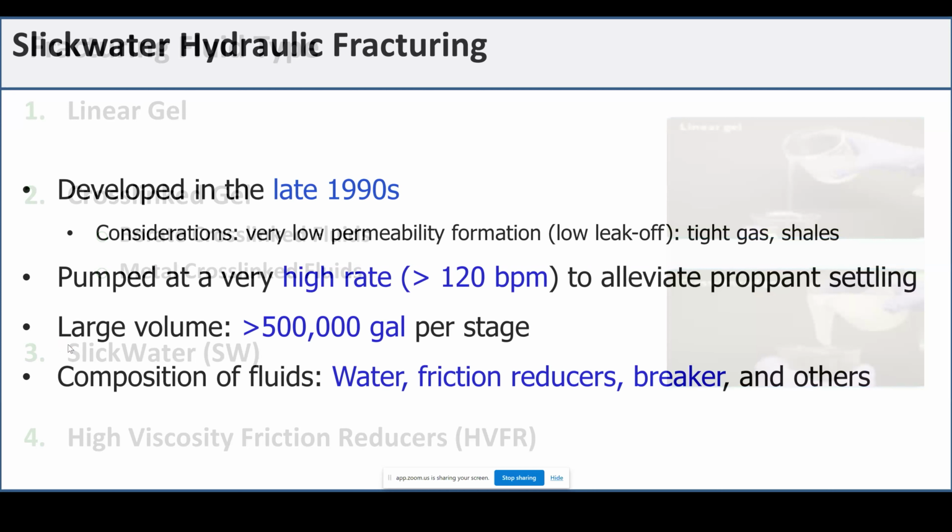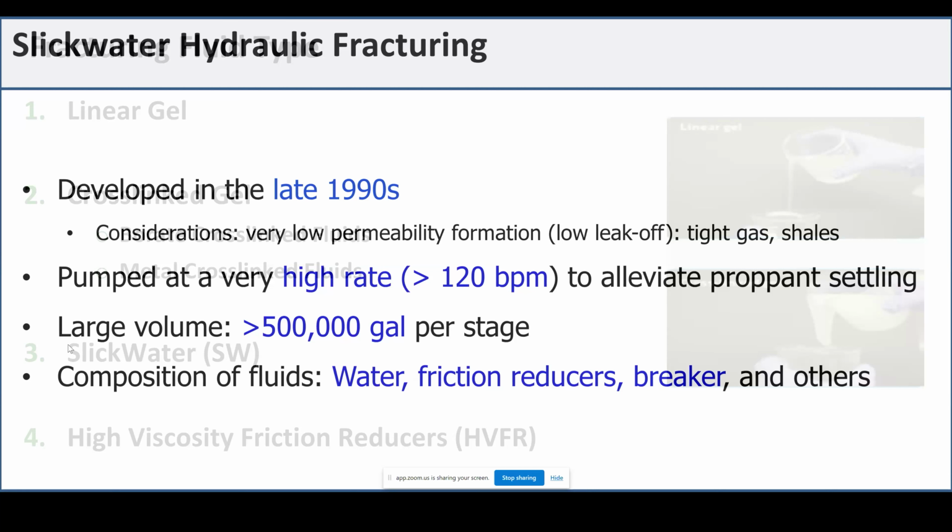Slickwater, which is again a somewhat recent development, is more tied to the unconventional shale fluid. It was developed, I would say, in the late 1990s, early 2000s. That's when the shale started to pick up and increase. It's mainly for slickwater when you are looking at a relatively low permeability formation because the leak off will be less. So we're talking about tight gas and shale. That's typically when we are using slickwater.